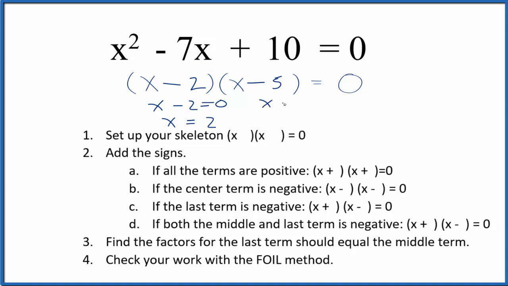Likewise, if we said x minus 5 equals 0, x would equal 5. And if we put 5 in for x here and here, did the math, that would also equal 0. So these are the correct solutions. If you use the quadratic equation, you get the same thing. It's just a different way of doing it.